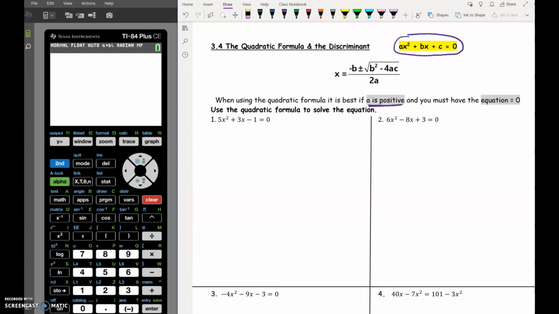X equals opposite of b plus or minus the square root of b squared minus 4ac all over 2a.